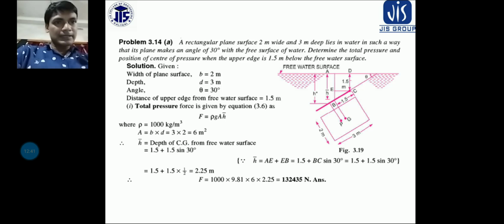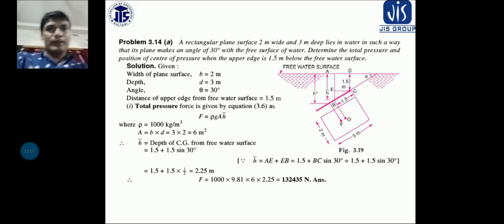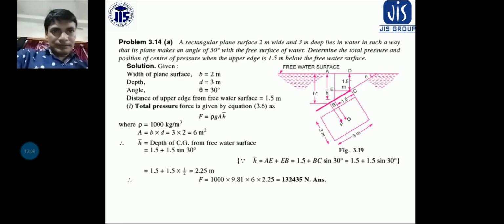So width of the surface is given 2 meter, depth is equal to d is equal to 3 meter, angle theta is equal to 30 degree, distance of upper edge from free water surface 1.5 meter. So total pressure force is given by the equation F is equal to rho g A h bar, and rho is equal to 1000 kg per meter cube, A is equal to B into D, that is your 6 meter square. H is equal to what?